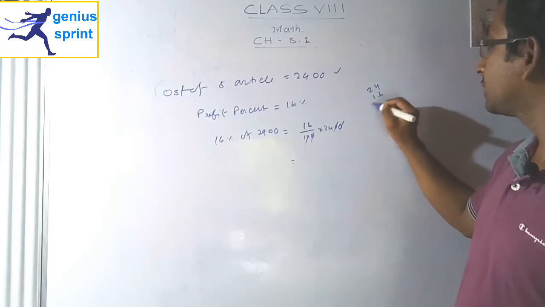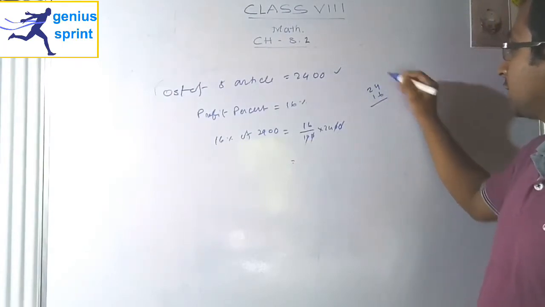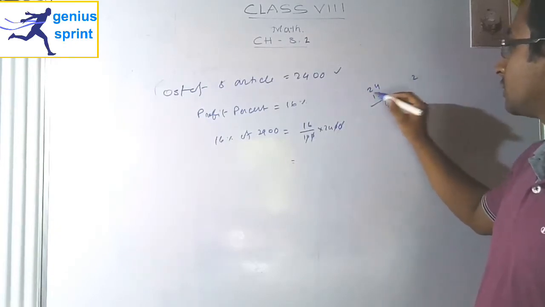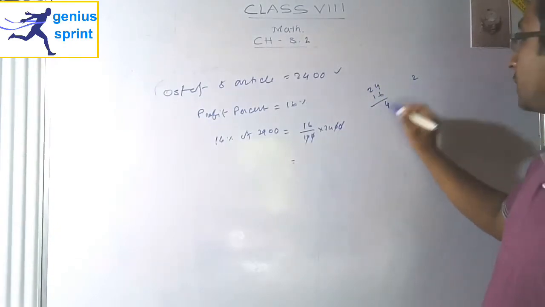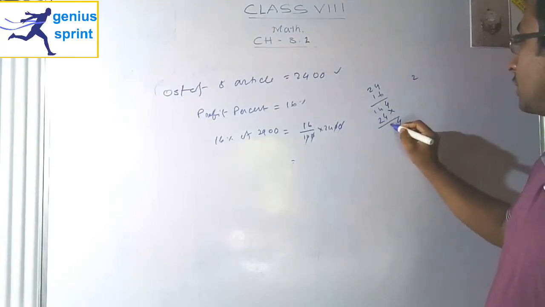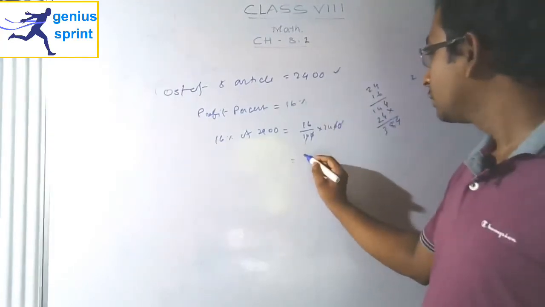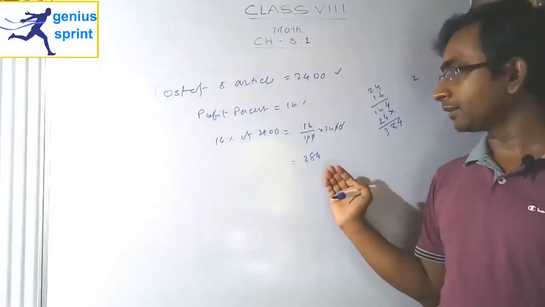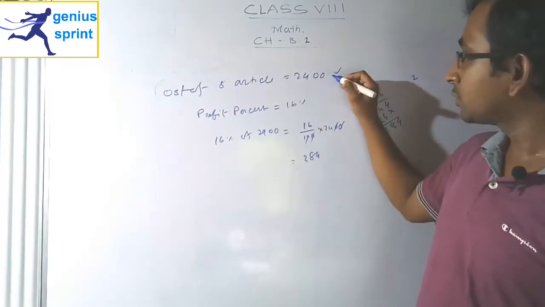So 24 into 16 will give you how much? 4 sixes are 24, 4 carry 2, then 6 ones are 6, and 2 becomes 8; then again multiply by 1 and 2, you will get 384. That means 384 rupees he has gained.